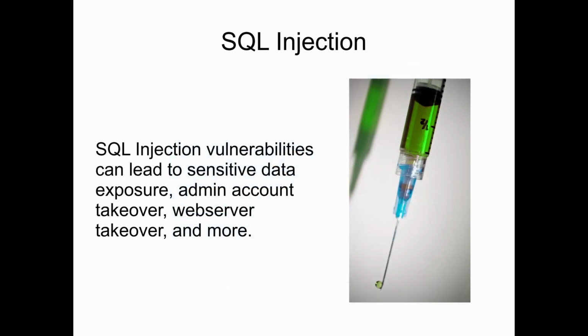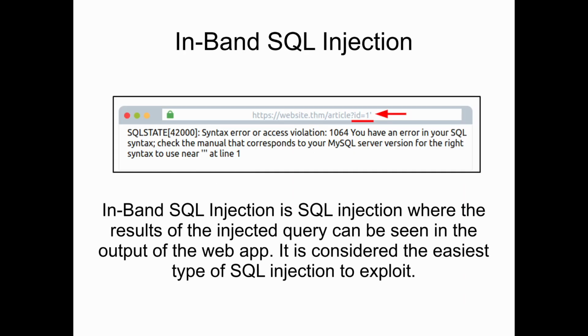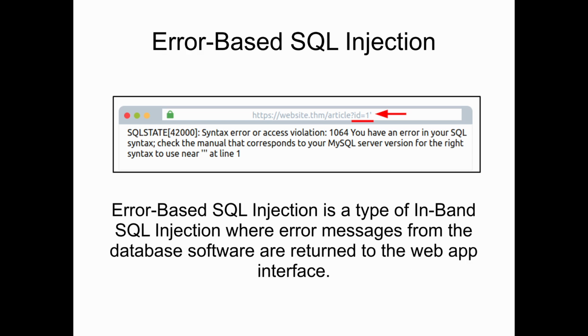SQL injection vulnerabilities can lead to sensitive data exposure, admin account takeover, web server takeover, and more. In-band SQL injection is SQL injection where the results of the injected query can be seen in the output of the web app. It is considered the easiest type of SQL injection to exploit. Error-based SQL injection is a type of in-band SQL injection where error messages from the database software are returned to the web app interface.